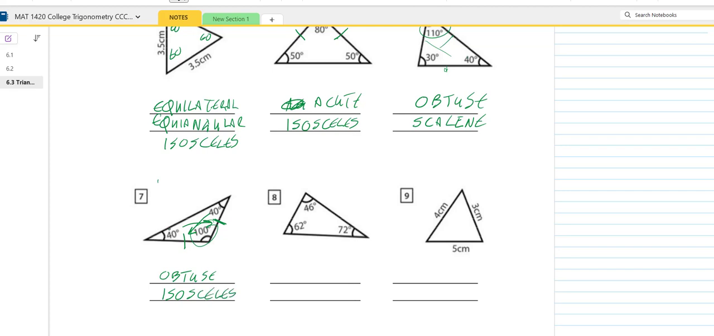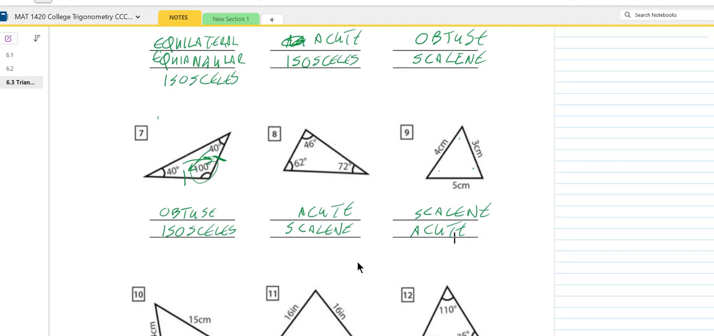Okay, next one, all the angles are different. They're all less than 90, so that's an acute triangle. Since all of the angles are different, all of the sides have to be different as well, so that would be a scalene triangle. Next one, all the sides are different, so again, that would be scalene. And you can tell by looking, all of these angles are less than 90 degrees, so that would be an acute triangle also.